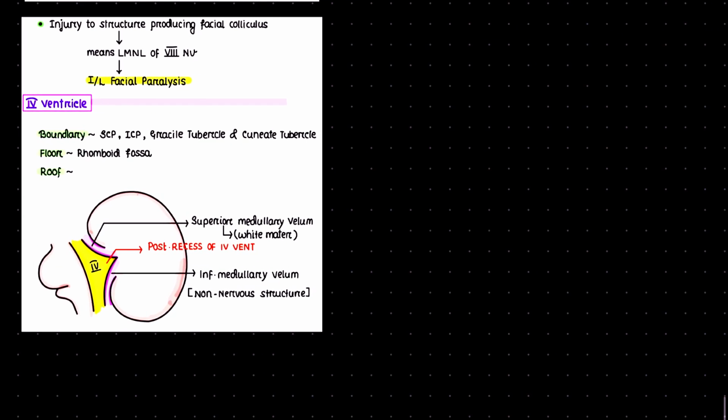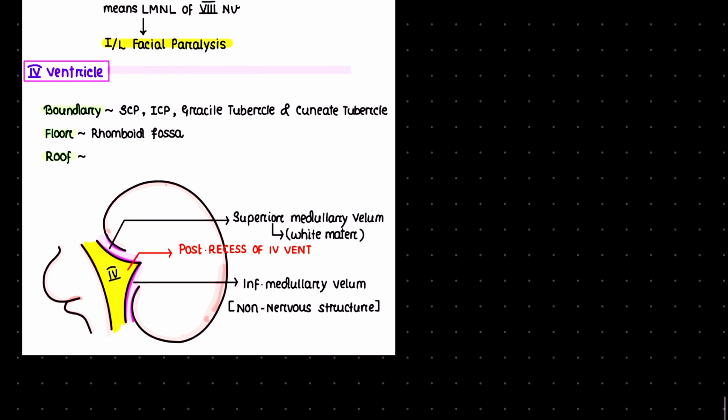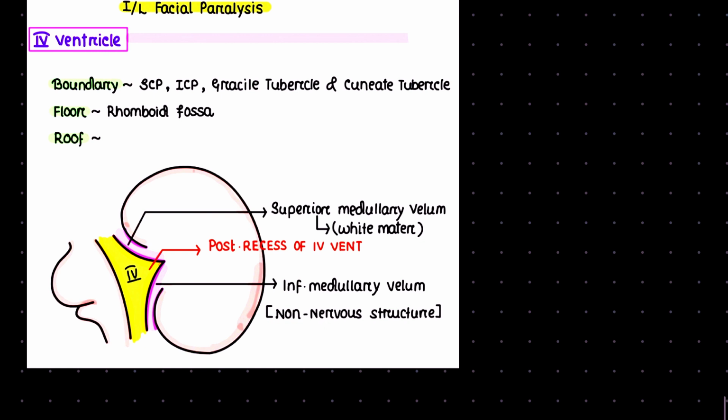Now we are talking about the roof. The thing we can see here is the superior medullary velum, and right below it we have the inferior medullary velum. The superior medullary velum is a misnomer, because this structure is not present behind the medulla oblongata, it is present behind the pons. So superior medullary velum is a misnomer.